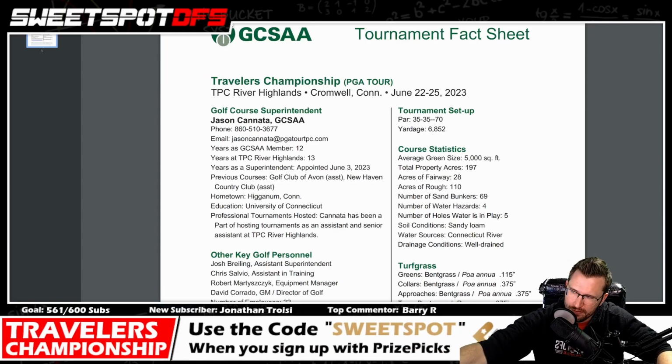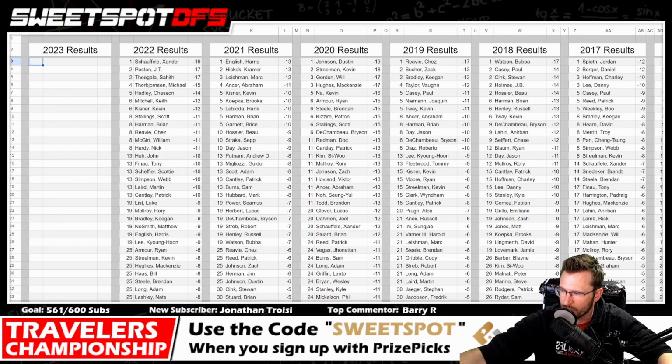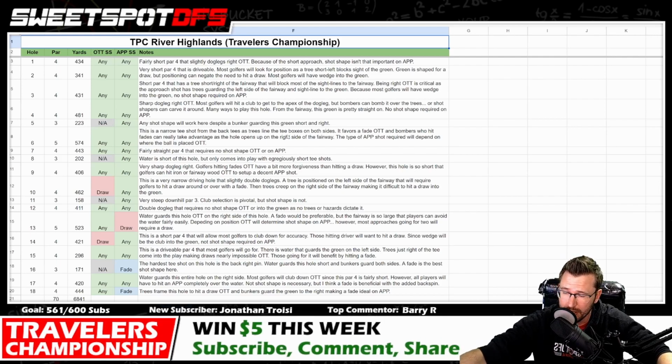So I like to go over the tournament fact sheets. The other thing I like to do with the golf course is just go over the golf course in general. Basically, I like to map it out to see which holes would benefit from hitting a draw versus what holes would benefit from hitting a fade. Some people will look at this and go, no, that hole doesn't require a draw. I understand that. Trust me, I understand that.